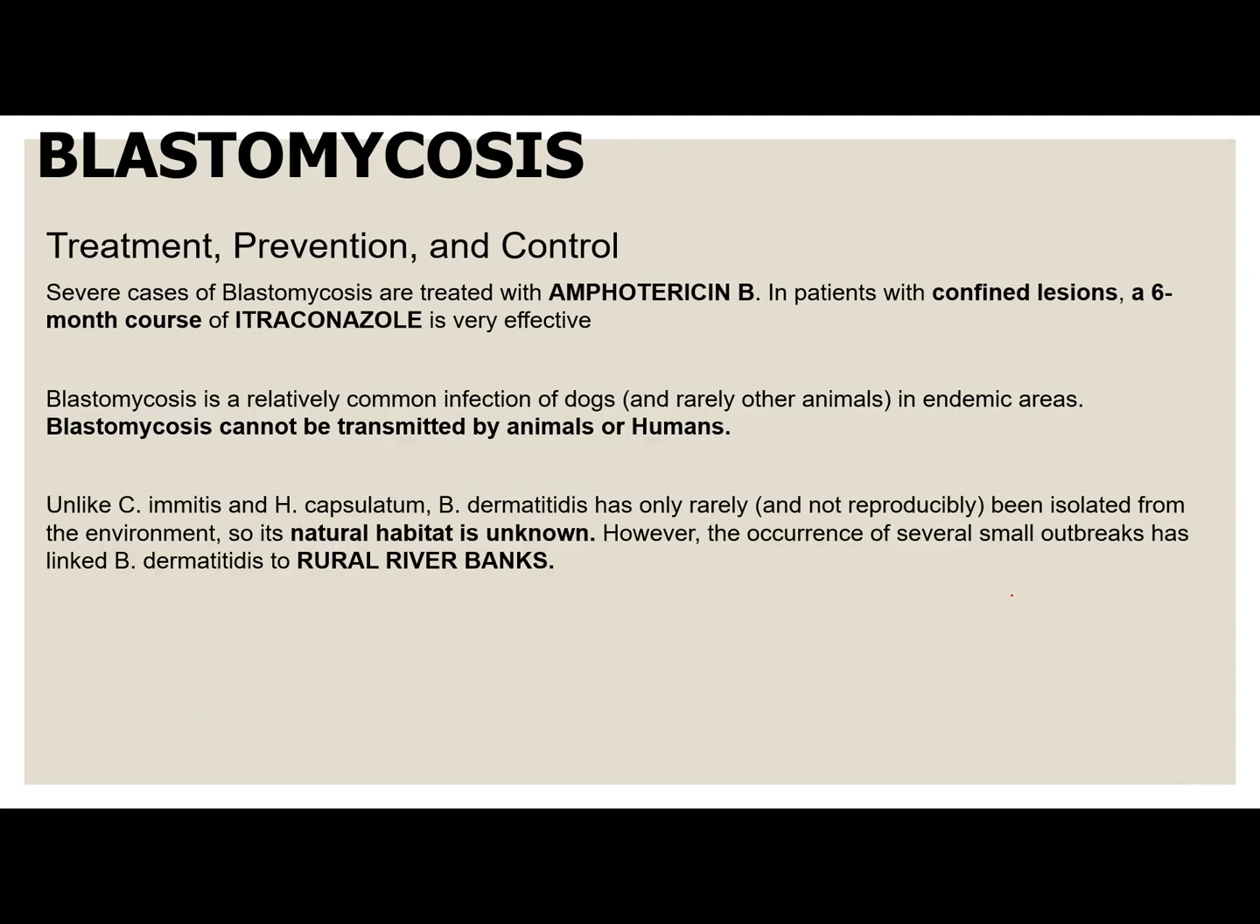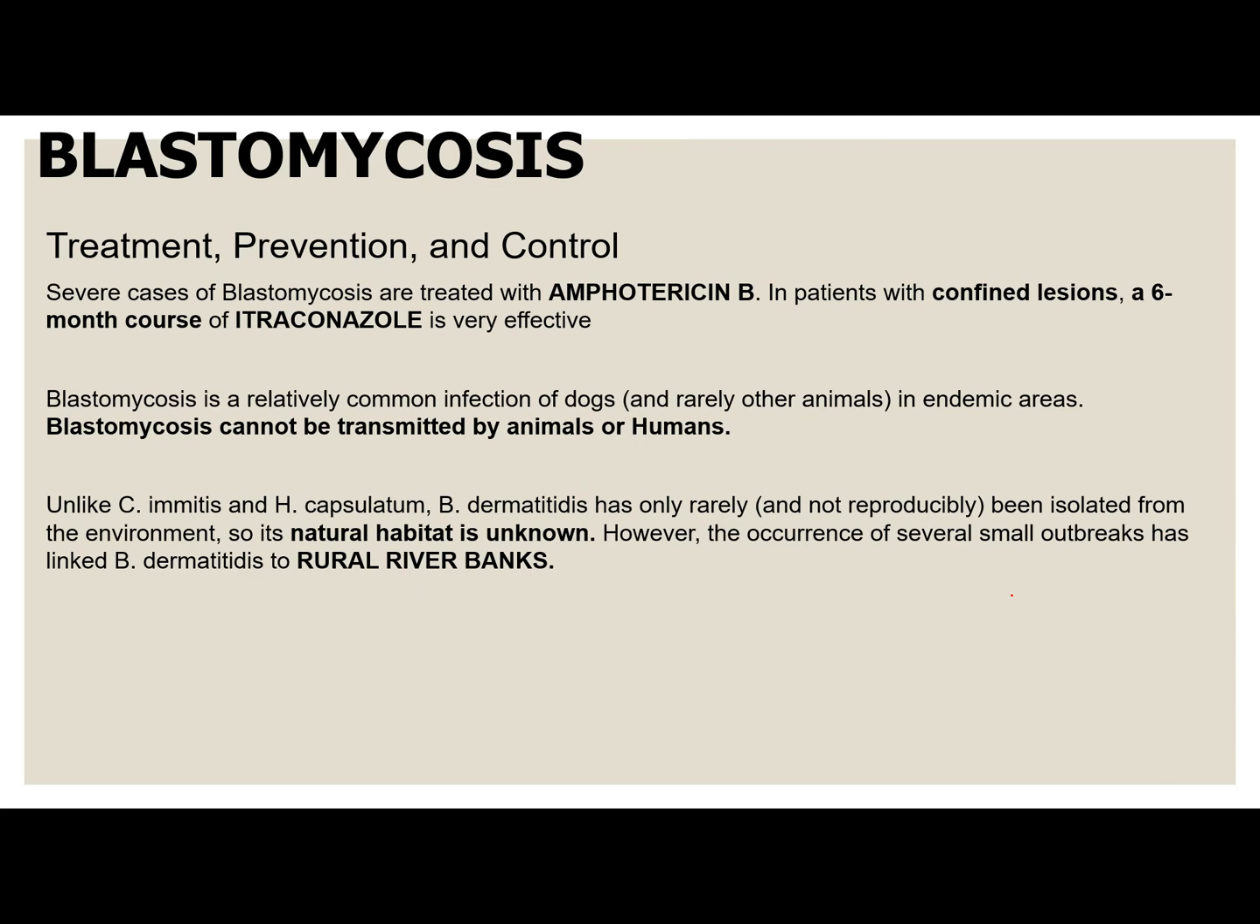Treatment, prevention, and control, class. Severe cases of blastomycosis are treated with amphotericin B. In patients with confined lesions, a 6-month course of itraconazole is very effective. Blastomycosis is a relatively common infection of dogs, class, in endemic areas. They cannot be transmitted by animals to humans.